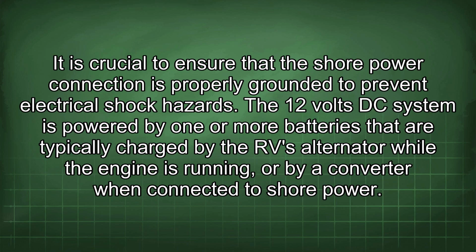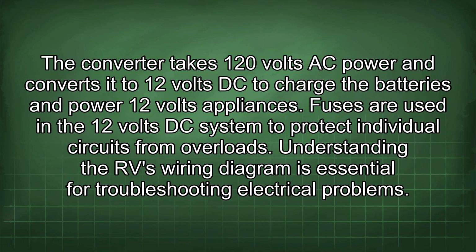The 12 volts DC system is powered by one or more batteries that are typically charged by the RV alternator while the engine is running, or by a converter when connected to shore power. The converter takes 120 volts AC power and converts it to 12 volts DC to charge the batteries and power 12 volts appliances. Fuses are used in the 12 volts DC system to protect individual circuits from overloads.